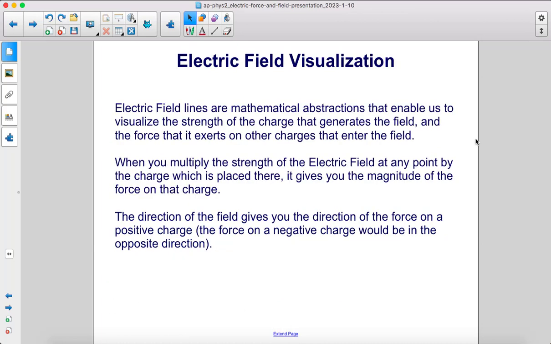Electric field lines are mathematical abstractions that enable us to visualize the strength of the charge that generates the field and the force that it exerts on other charges that enter the field. When you multiply the strength of the electric field at any point by the charge which is placed there, it gives you the magnitude of the force on that charge. The direction of the field gives you the direction of the force on a positive charge. The force on a negative charge would be in the opposite direction.